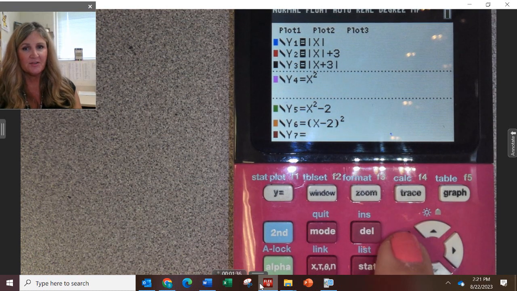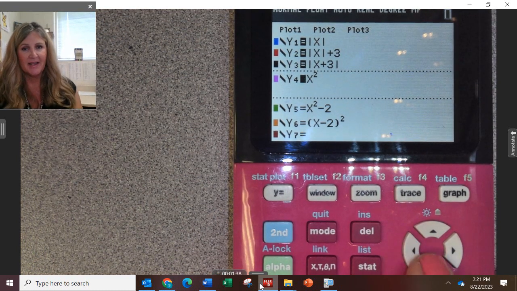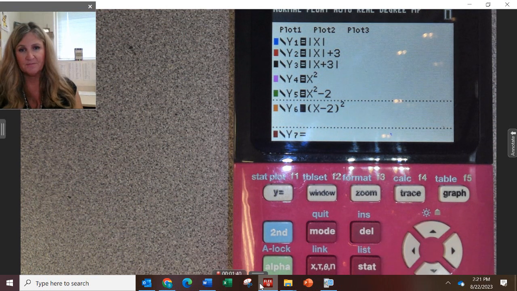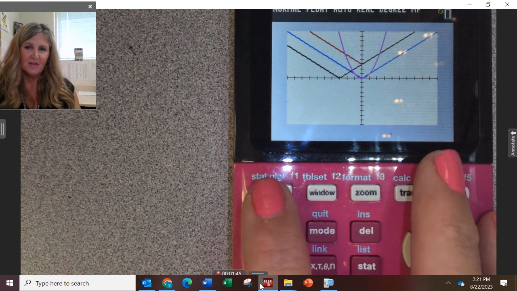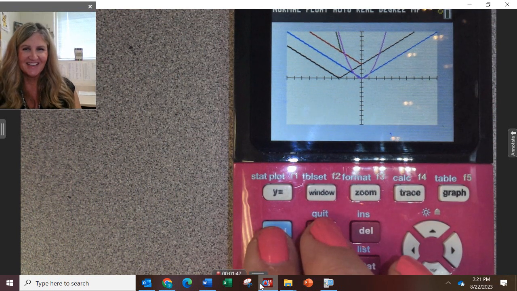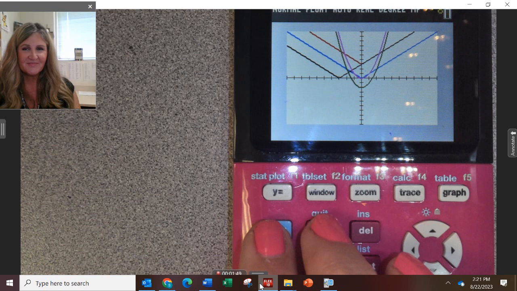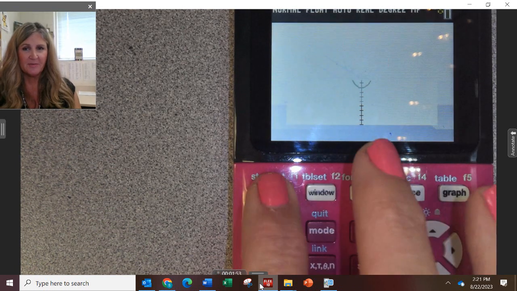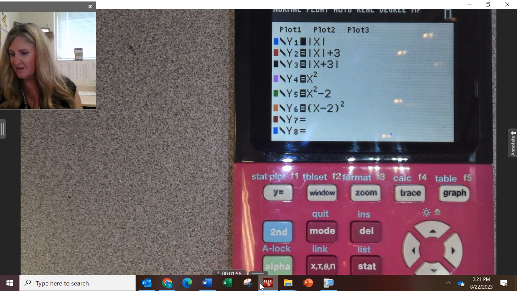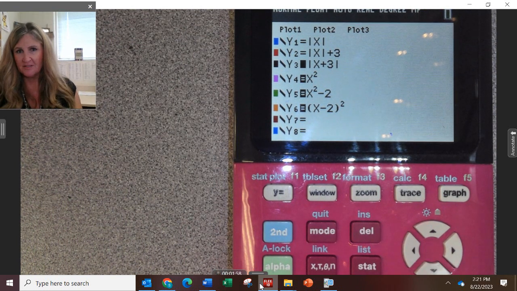Okay, now I'm going to turn those off, turn these on by highlighting the equals. I just don't like seeing all 6 of them at once, so I want to turn some of them off. So I'm going to turn this off, turn this off, turn this off.